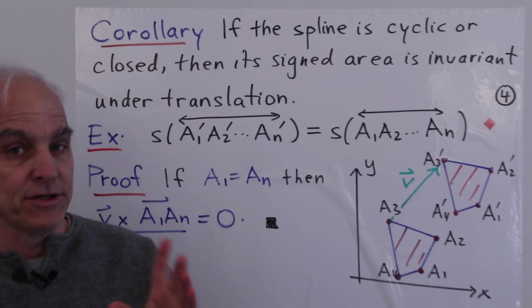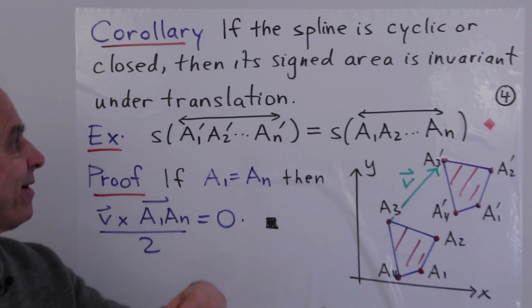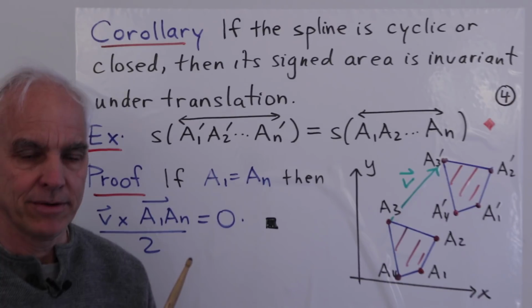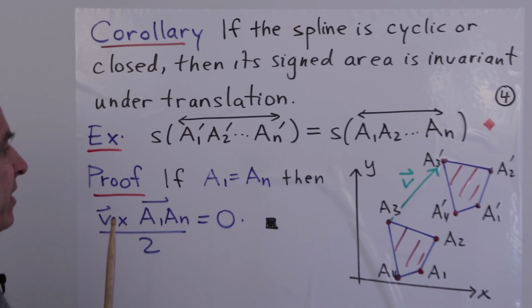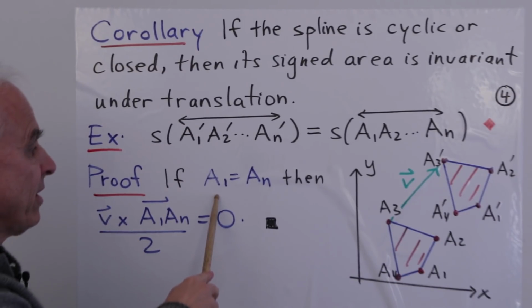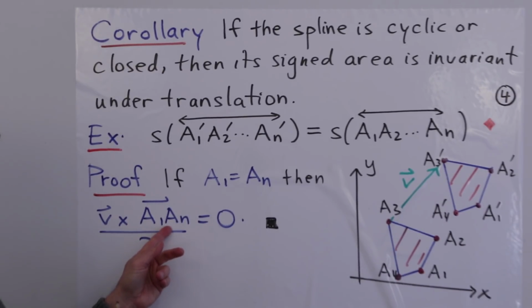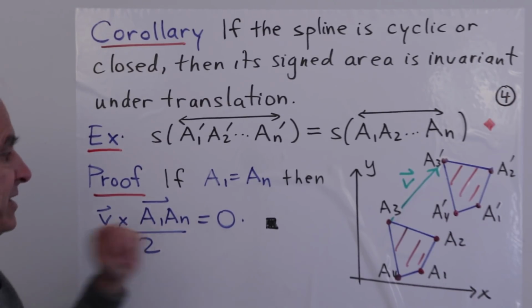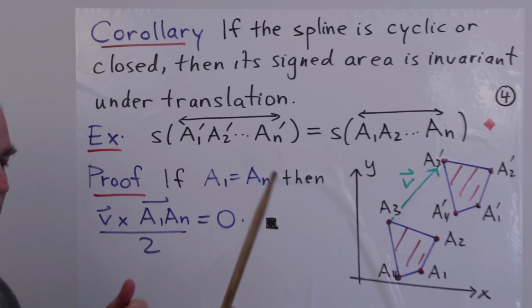Now there's an important corollary to that, which is that if the spline is cyclic or closed, then its signed area is invariant under translation. So the proof? Well, in the language of the previous theorem, if the initial point, a1, equals the final point, an, well then this vector a1, an that we're taking the cross product with is the 0 vector. And so this quantity will necessarily be 0. That means that the actual signed areas of the original spline and the translated spline are going to be identical.